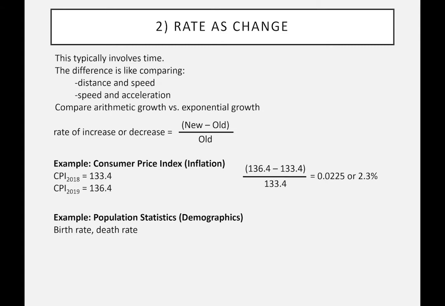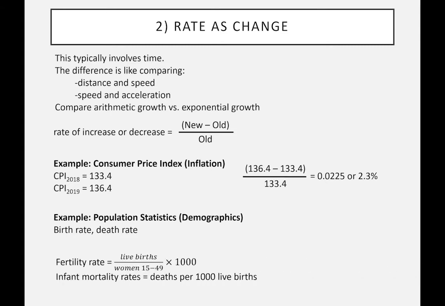Another example of something like this would be the birth rate and death rate. Once again, the difference between the two would be the net increase in population. This is ignoring immigration. But then there are other examples where you might think of it as a rate of change, but in actual fact, it's like a proportion. And finally, mathematically, they're the same. But the fertility rate is the number of live births, for example, by the women between the ages of 15 and 49 times 1,000. Infant mortality rates are another example. You might think of them as a rate of change, but not really.